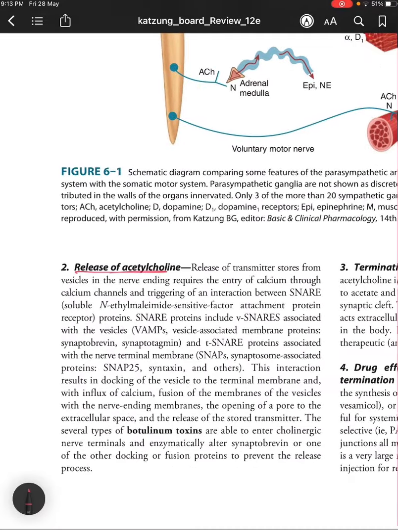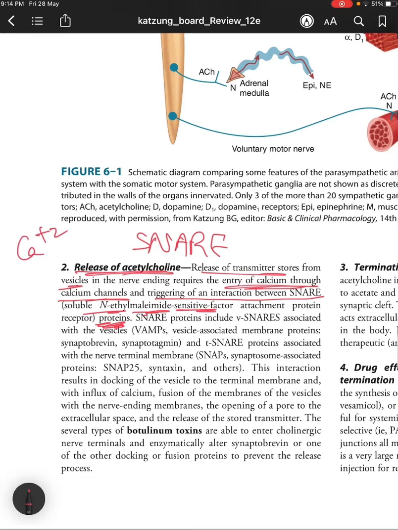So we have release of acetylcholine. Once it is stored in the vesicles, the release of transmitter from the vesicles in the nerve endings requires the entry of calcium through calcium channels, and triggering of an interaction between SNARE, that is soluble N-ethylmaleimide sensitive factors, and certain proteins.